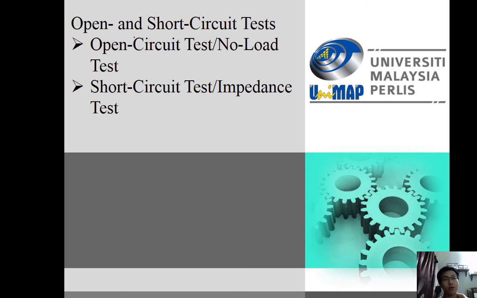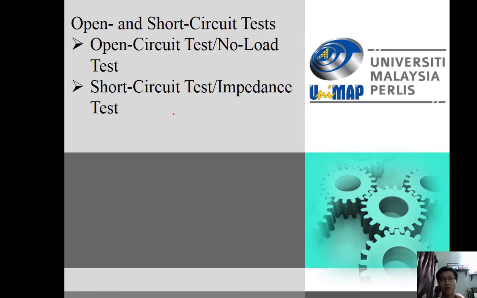Next, we will talk about the open and short circuit test. Open circuit test, we call it no load, which means no connection on the terminal, or the resistance is very high. Short circuit means we short the terminal. We call it the impedance test. For the transformer, we only have these two tests.